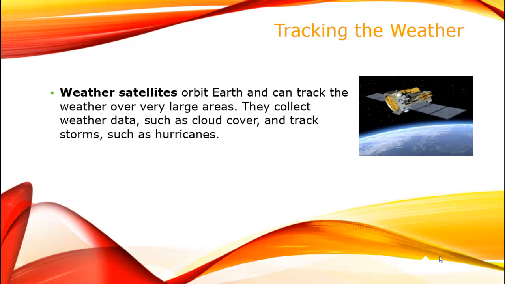Weather satellites. The weather satellites orbit Earth and can track the weather over very large areas. They collect weather data such as cloud cover and track storms such as hurricanes. So, the weather satellites are used to detect the weather from space.